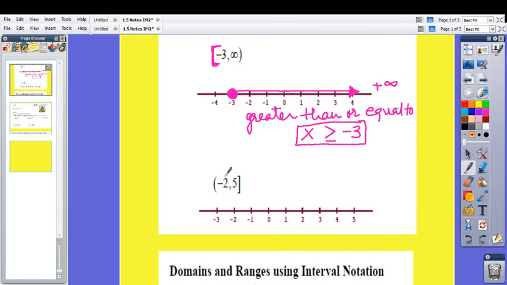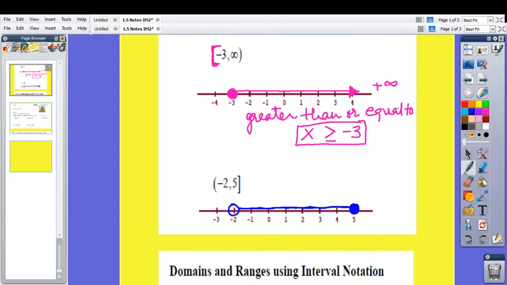In this one, its left endpoint is -2, which is here. Its right endpoint is 5, which is here. And then you decide, will you be filling them or not? Because this one is a parenthesis, that means it's not the solution. Since this is a bracket, that means this is the solution. Then you connect them with a line, because everything between -2 and 5 is the solution.